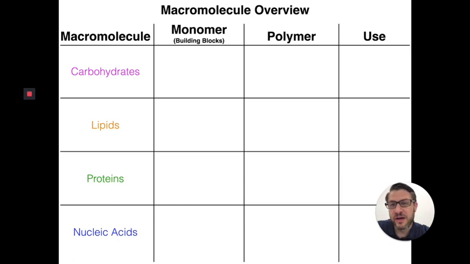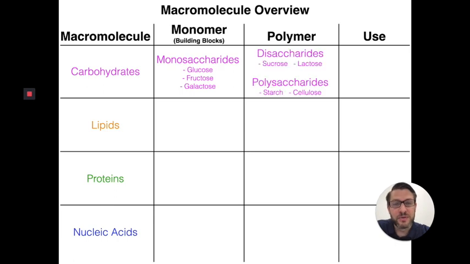So let's start with the carbohydrates. The building blocks of carbs are the monosaccharides. And some good examples of those would be glucose, fructose, and galactose. These are simple sugars, or a single sugar molecule. Mono, again, means one. Then our polymer of the carbs are the disaccharides or the polysaccharides. Again, remember the term saccharide is in reference to a sugar. So disaccharide is where we have 2 sugars, like in sucrose or lactose. And a polysaccharide is where we have many sugars, like starch or cellulose.